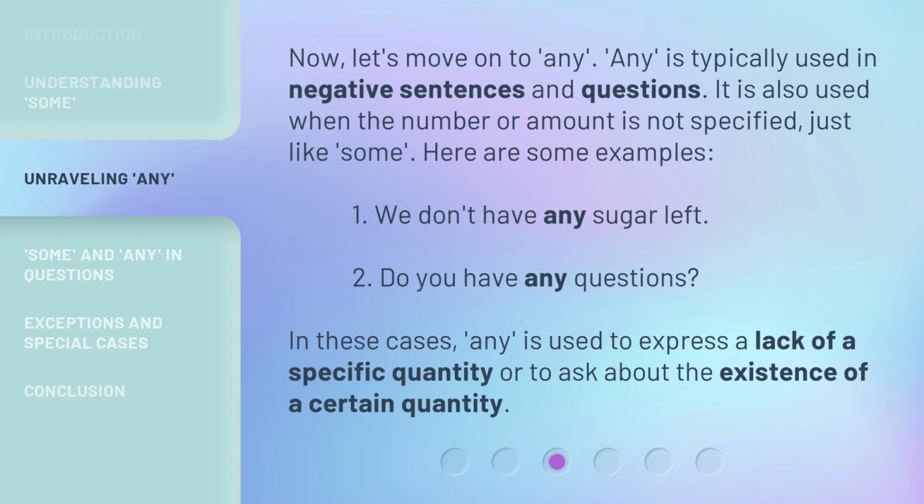Here are some examples. 1. We don't have any sugar left. 2. Do you have any questions? In these cases, any is used to express a lack of a specific quantity or to ask about the existence of a certain quantity.